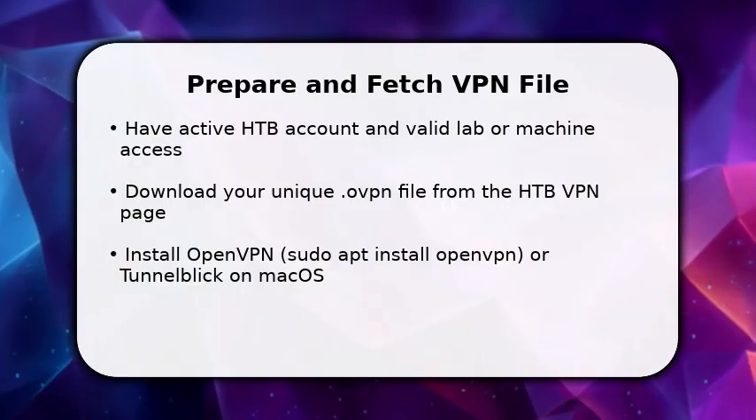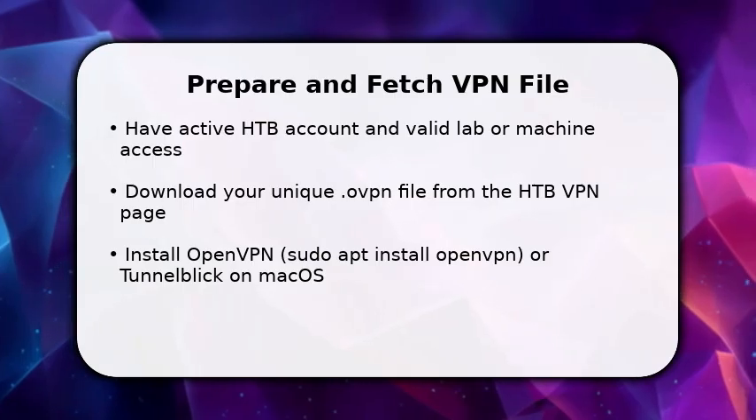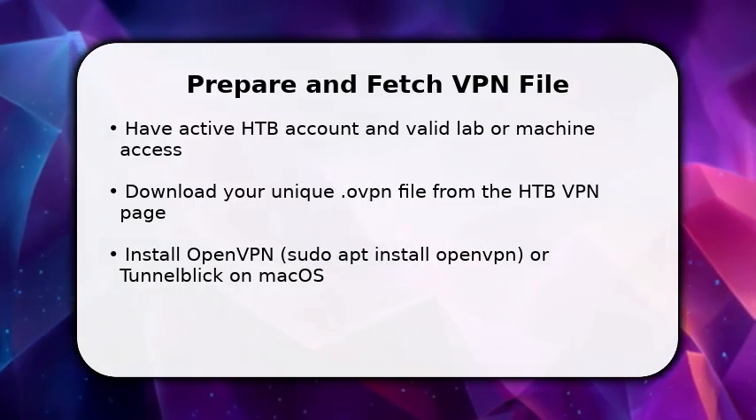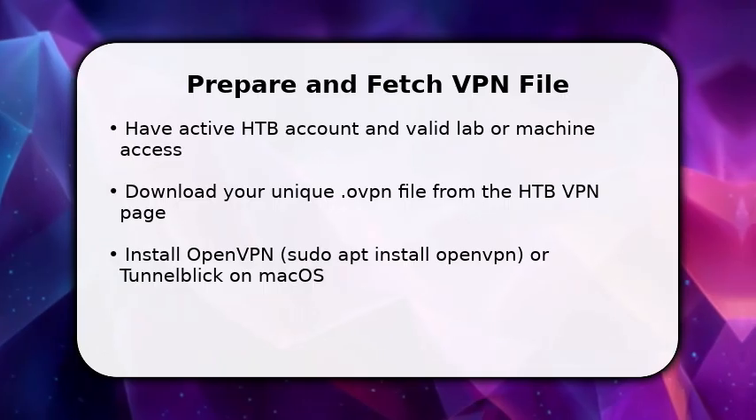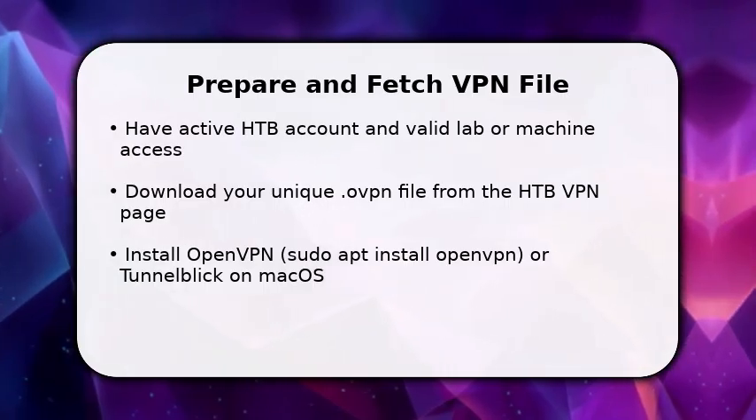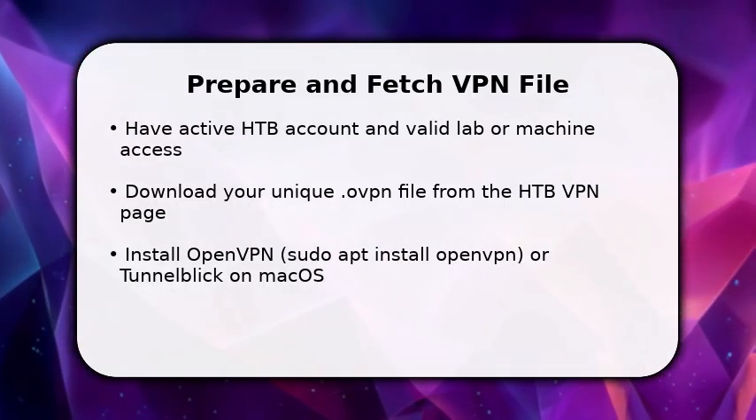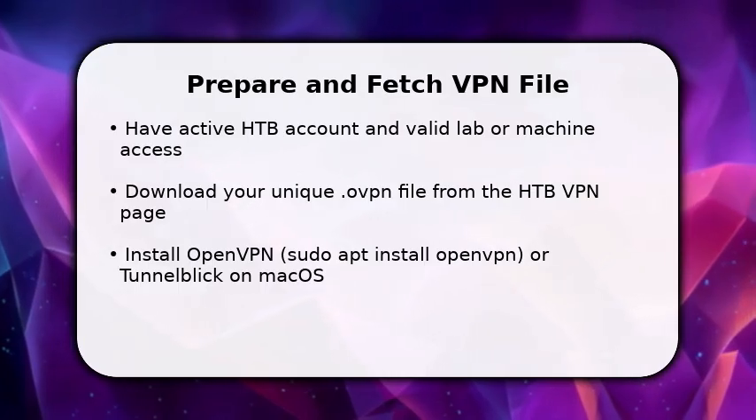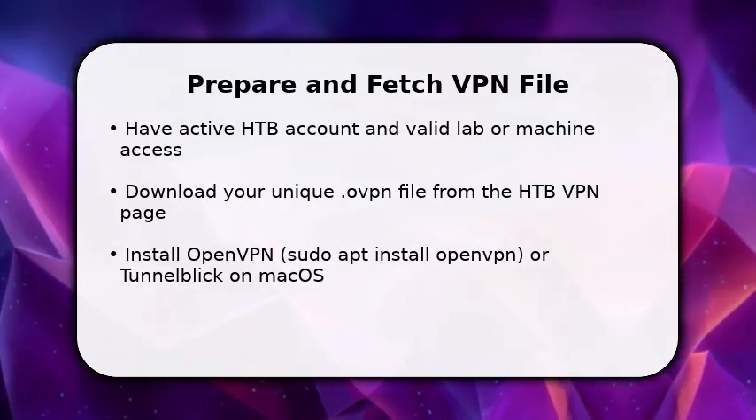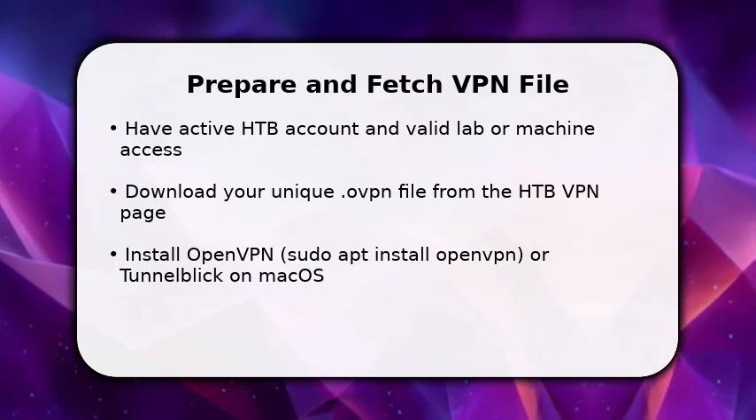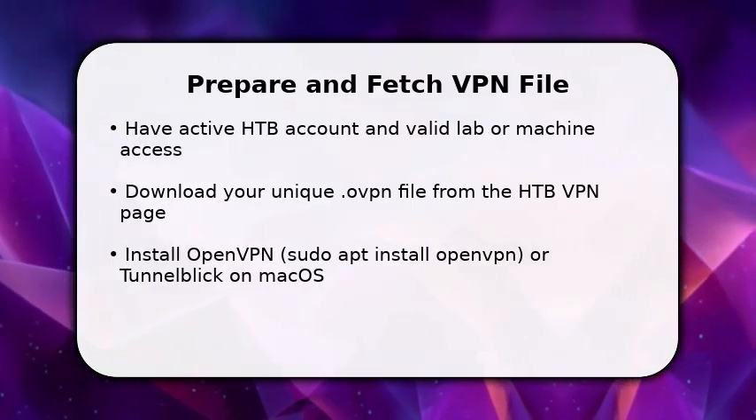You start by confirming your HTB account and that you have access to the lab or machine. Next, download the unique OpenVPN file. This contains your credentials and routing. Make sure OpenVPN is installed on your system. On Linux, use sudo apt install openvpn. On macOS, use Tunnelblick or the OpenVPN client.